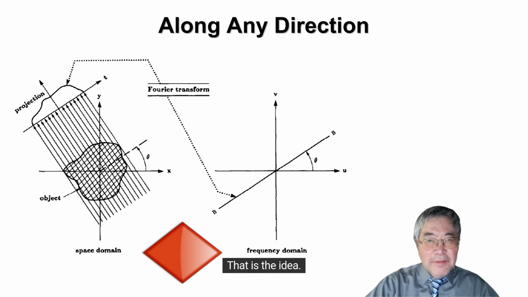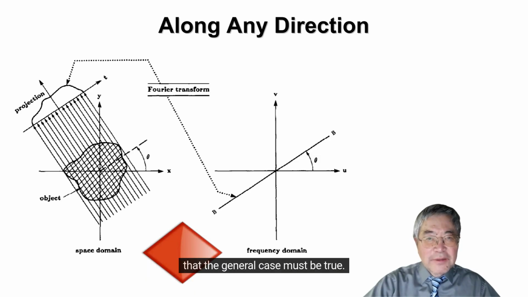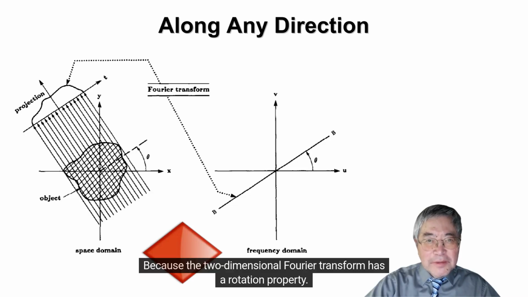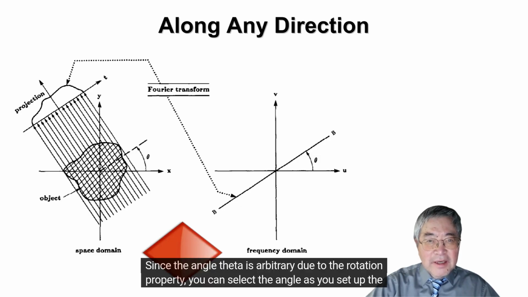That is the idea. Now the heuristic: if you have the vertical projection property proved as such, you can immediately understand that the general case must be true. Why? Because the two-dimensional Fourier transform has a rotation property. If you rotate the object by 30 degrees, the two-dimensional Fourier spectrum is also rotated by 30 degrees. Since the angle theta is arbitrary due to the rotation property, you can select the angle as you set up the system.